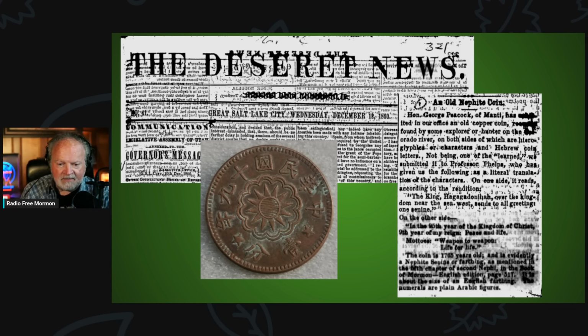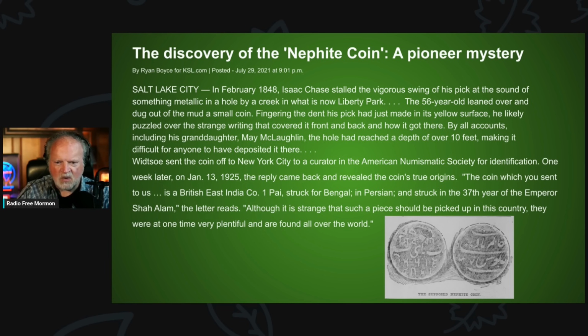So I went and looked up and found on the internet this issue of the Deseret News. It was from December 12th, 1860. And there's the article that was quoted in that blog post. And that's what it says. It was actually published. Now, this coin, I just grabbed off the internet. This is not the actual coin, so I don't want you to think it is. But where the heck is that coin anyway?